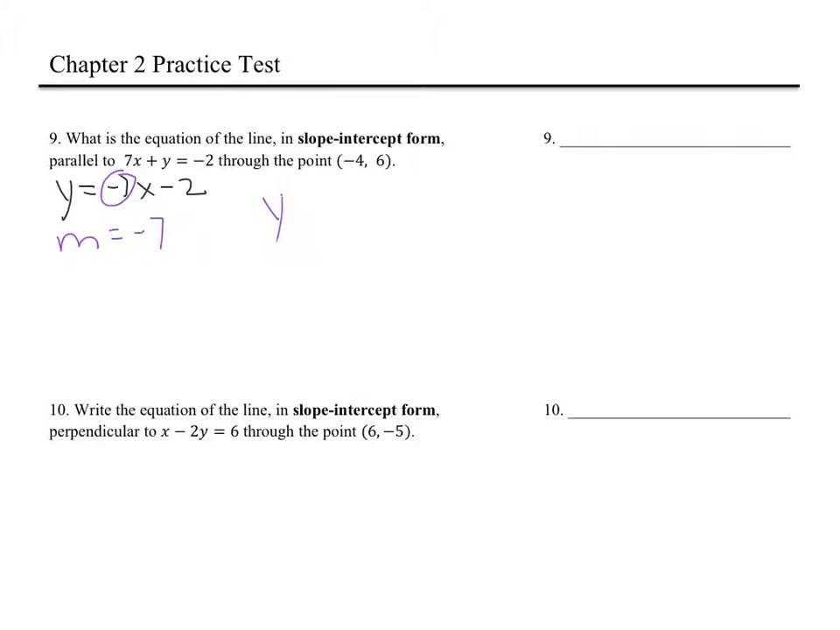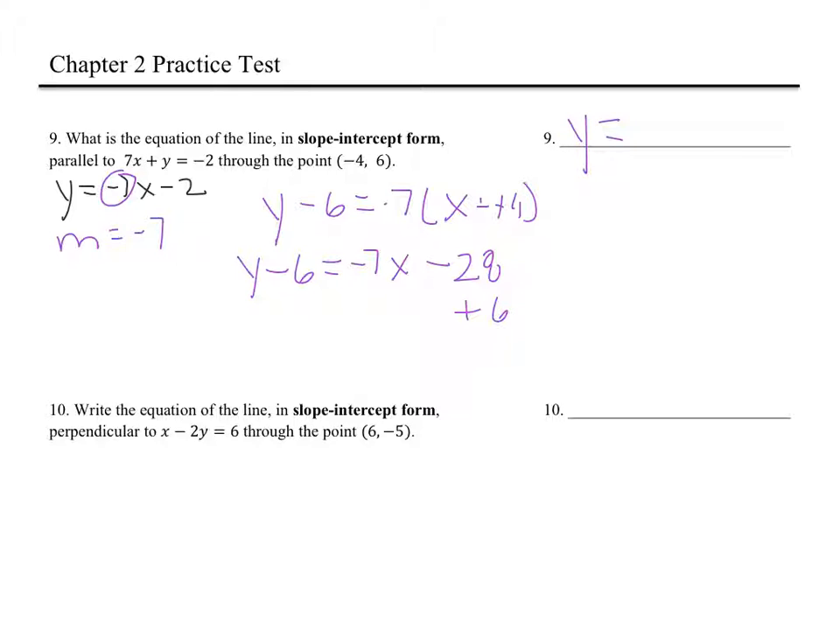So I'm going to use my y minus y1 equals my slope times x minus x1. Bam, bam, thank you, ma'am. So I have y minus 6 is equal to negative 7x. This becomes minus 28, and then add 6. Y is equal to negative 7x minus 22.